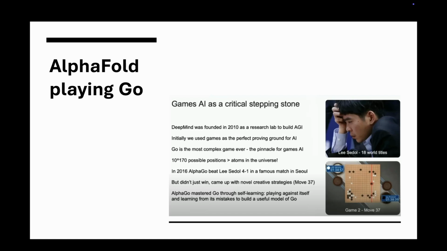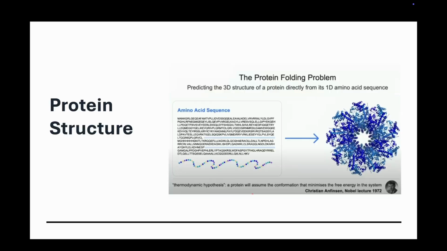With their game AI success, DeepMind moved to real-world problems, including protein folding. Proteins are crucial for all biological processes. They are specified by their amino acid sequence. The sequence folds into a complex 3D structure, like we see here. The question is, can we predict the 3D structure directly from the amino acid sequence? Christian Anfinsen proposed this was theoretically possible by minimizing free energy. This became known as the protein folding problem, a 50-year challenge.